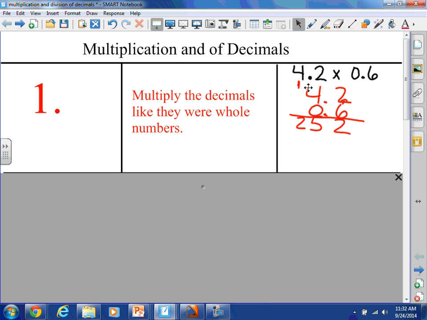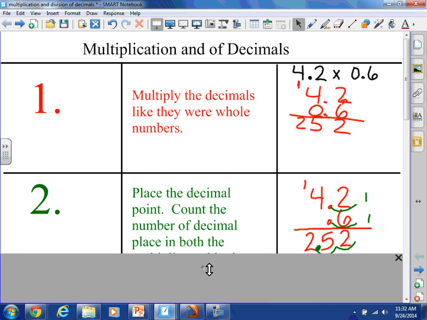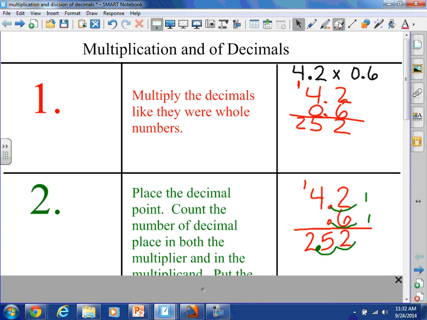Already? Yes, already. What is this 2? 6 times 2 is 12, so I carry the 1. 6 times 4 is 24, plus 1 more is 25. So I had a regroup value. Great question.